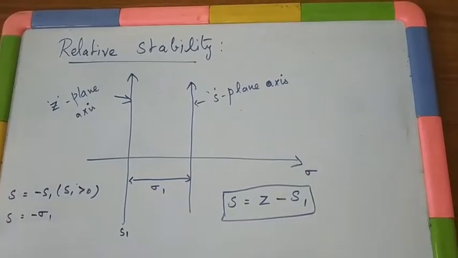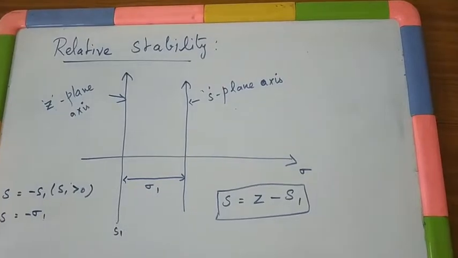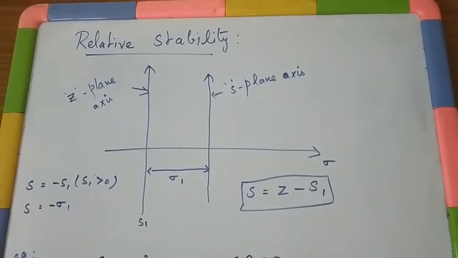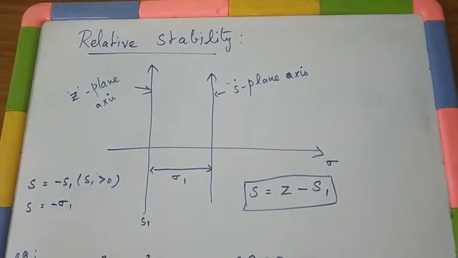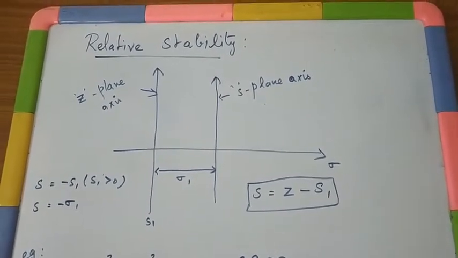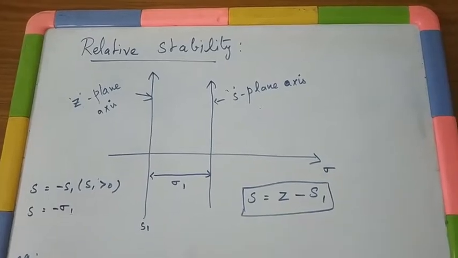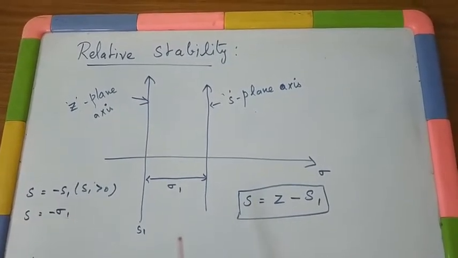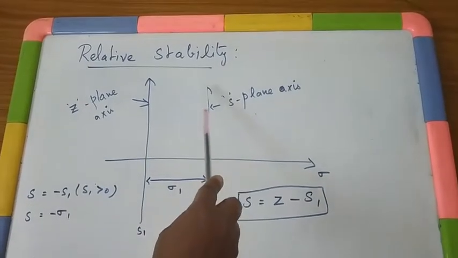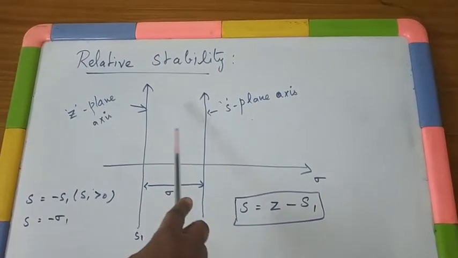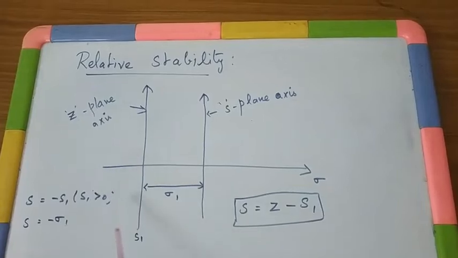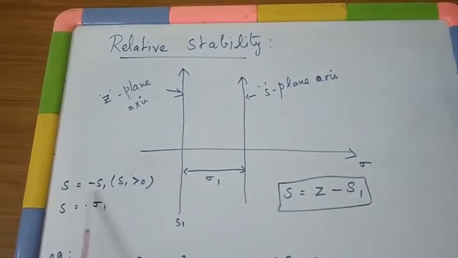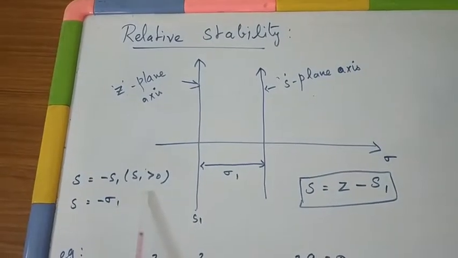Now let us discuss relative stability analysis. The relative stability can be specified by requiring that all the roots of the characteristic equation be more negative than a certain value. That is, all the roots must lie to the left of that line. All the roots must lie left of that line. s is equivalent to minus s1, where s1 is greater than 0.